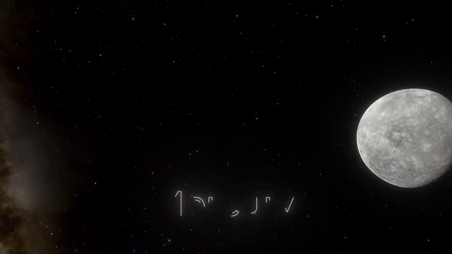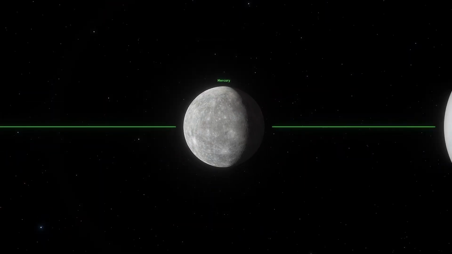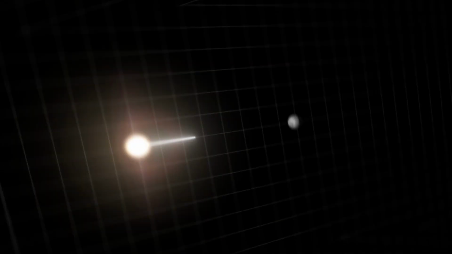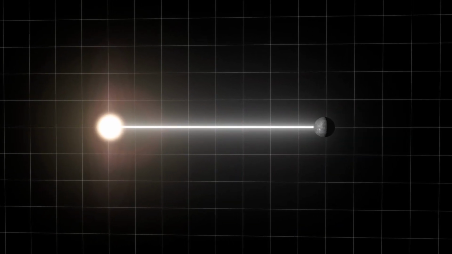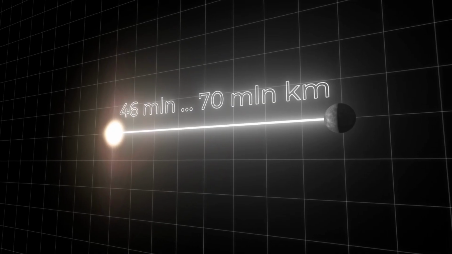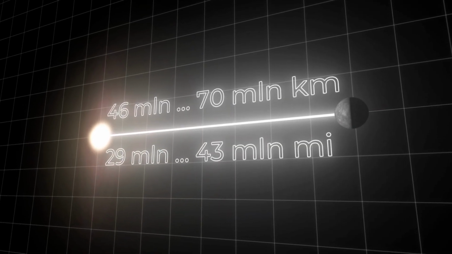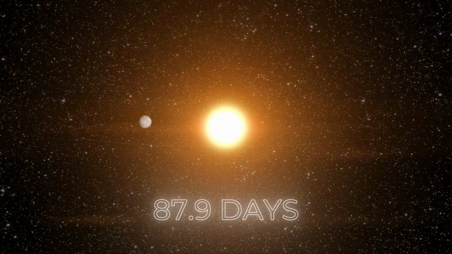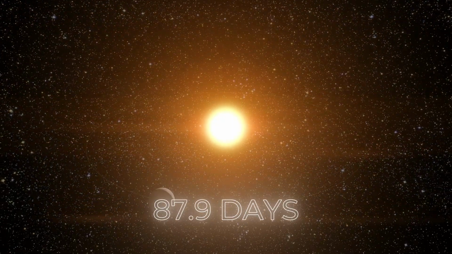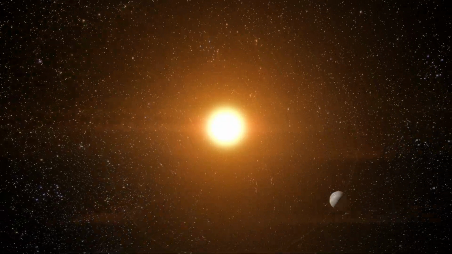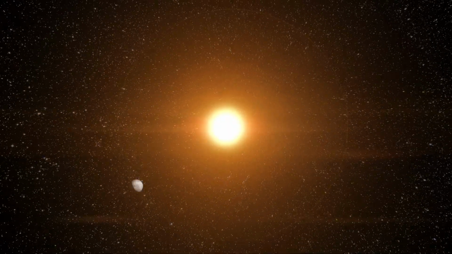Let's start from the beginning. Mercury. This is the smallest planet in the solar system and also the closest to the sun. The distance between these two ranges from 46 million to 70 million kilometers. That's about 29 million to 43 million miles. It takes approximately 87.9 Earth days to make a complete revolution around the sun. So, yes, if Mercury celebrated New Year's and Christmas, they would happen quite often.